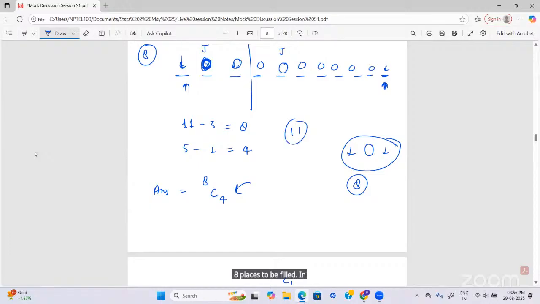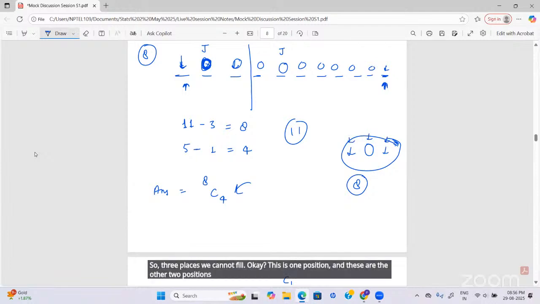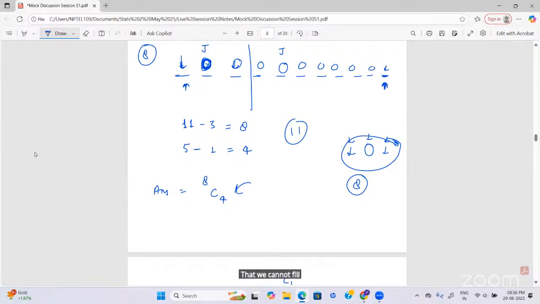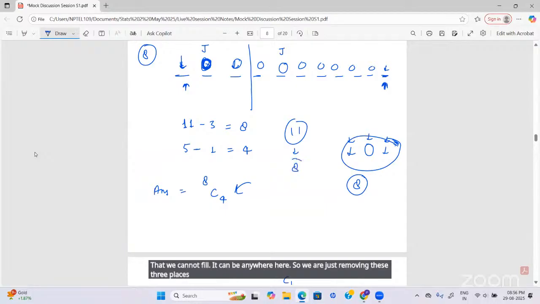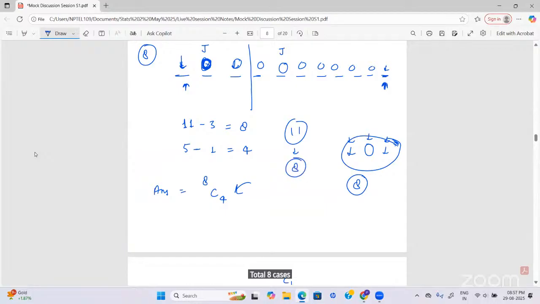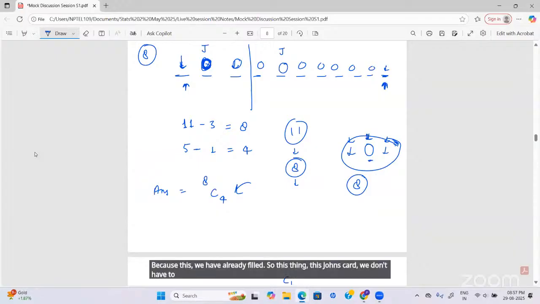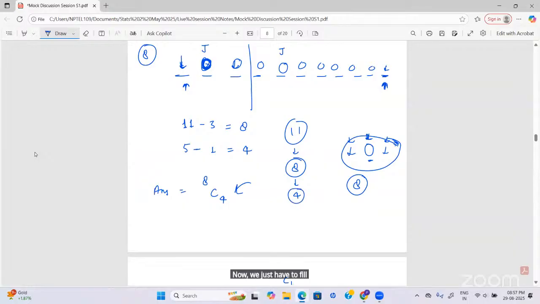In total, we have 11. So 3 places we cannot fill. This is one position, and these are the other 2 positions left and right to his car, that we cannot fill. It can be anywhere here. So we are just removing these 3 places. So now we are left with a total of 8 places, so that we have to fill the remaining 4 cars. Because this we have already filled. So this John's car, we don't have to consider here. Now we just have to fill the remaining 4 cars. Okay.